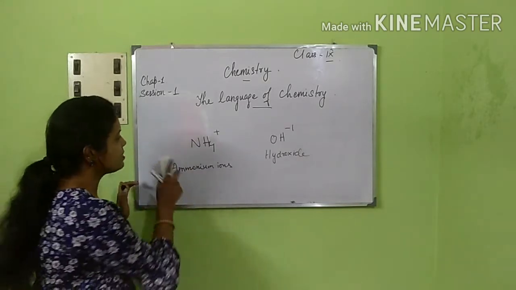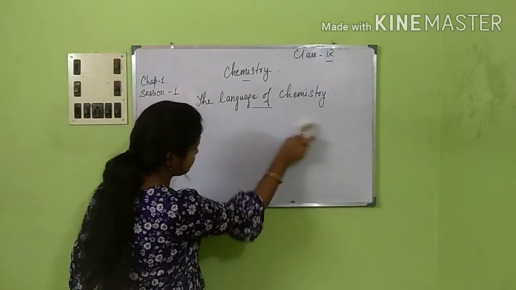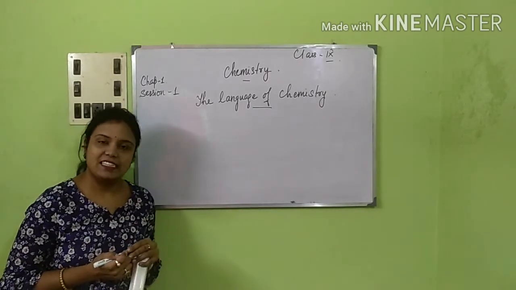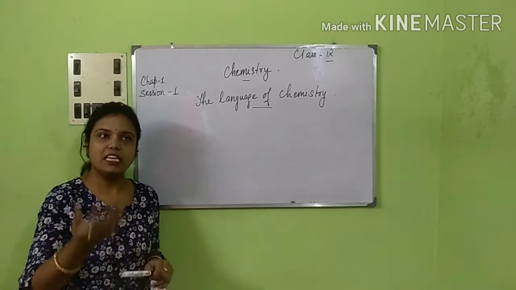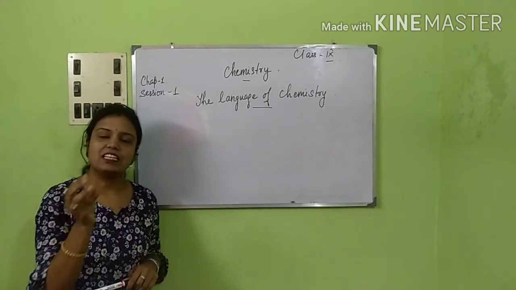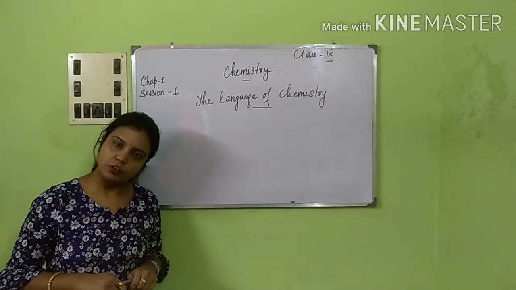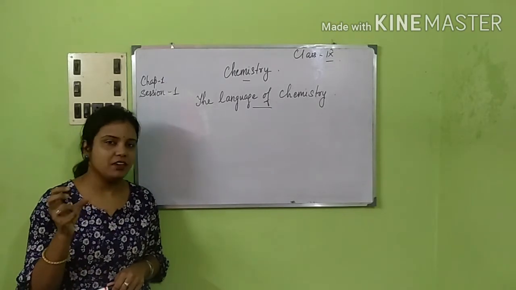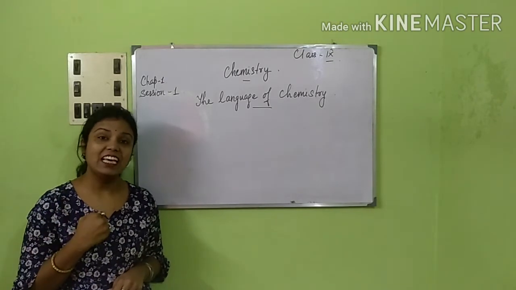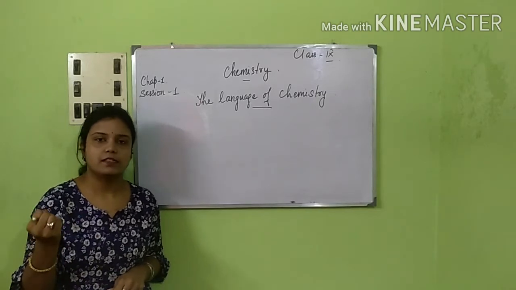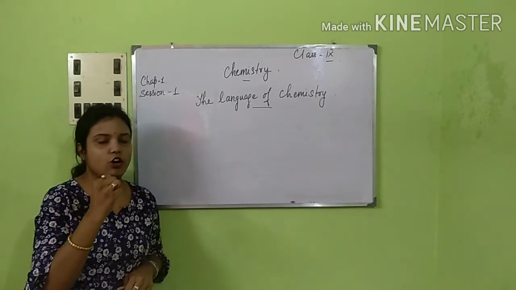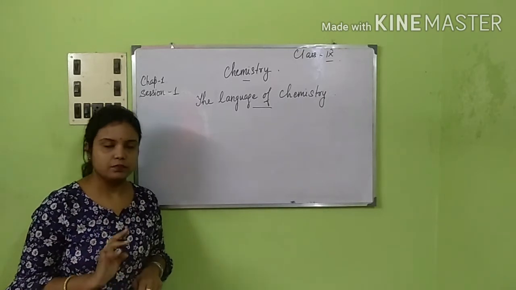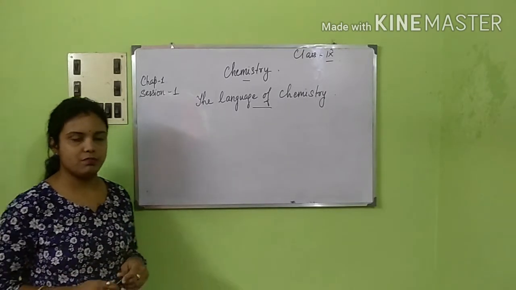Once more I will repeat: whenever an atom has the capacity of losing electrons, it gains a positive charge, or positive valency. When an atom has a capacity of gaining electrons, it acquires a negative valency. Clear? Examples I've already shown before.